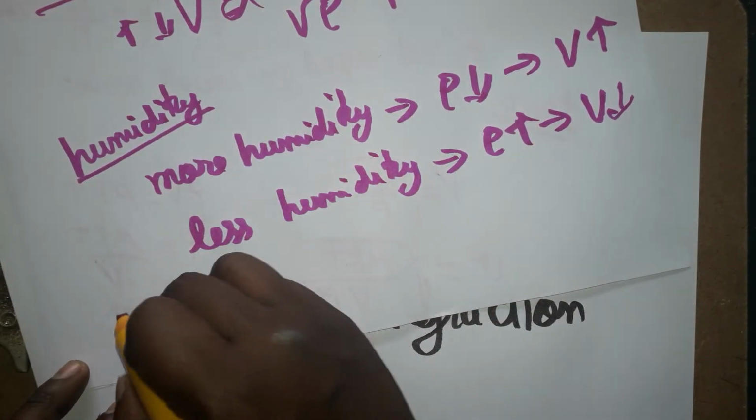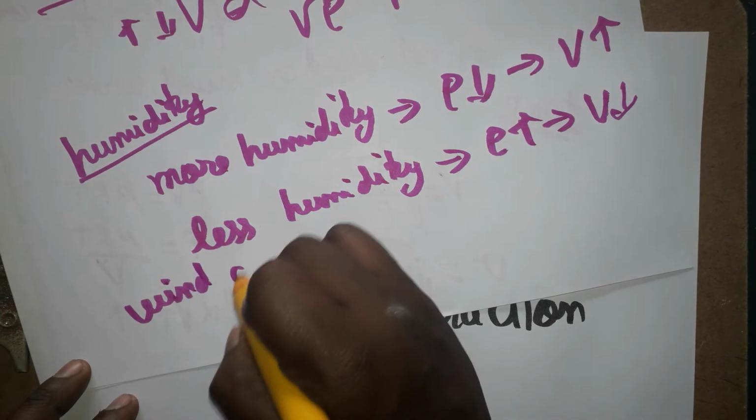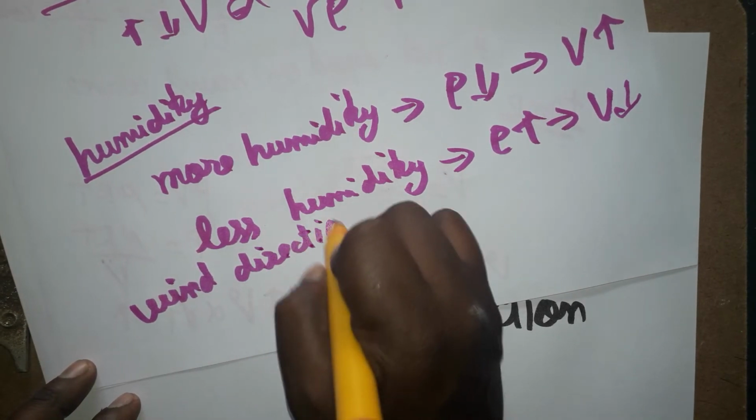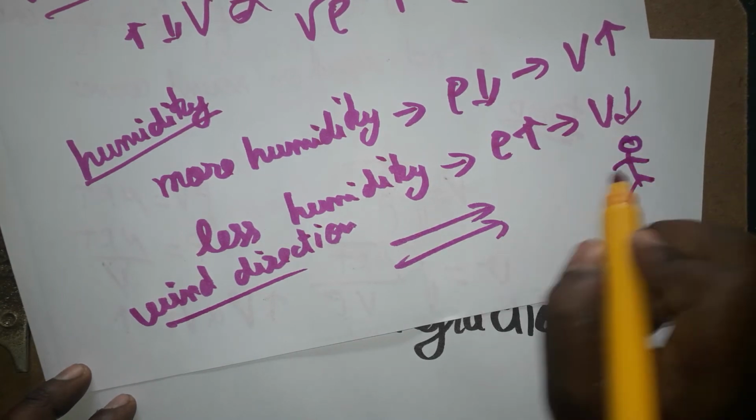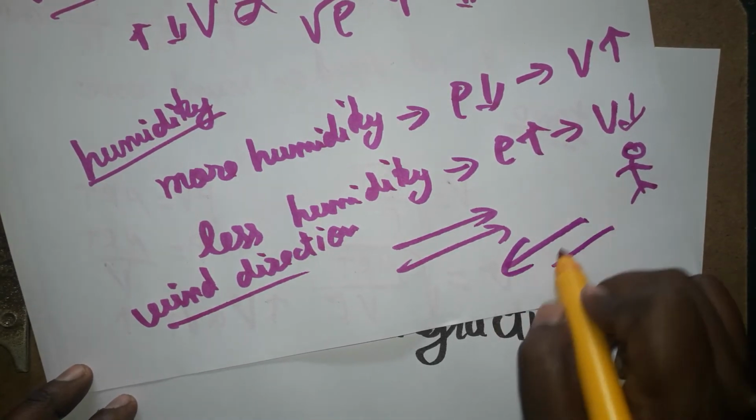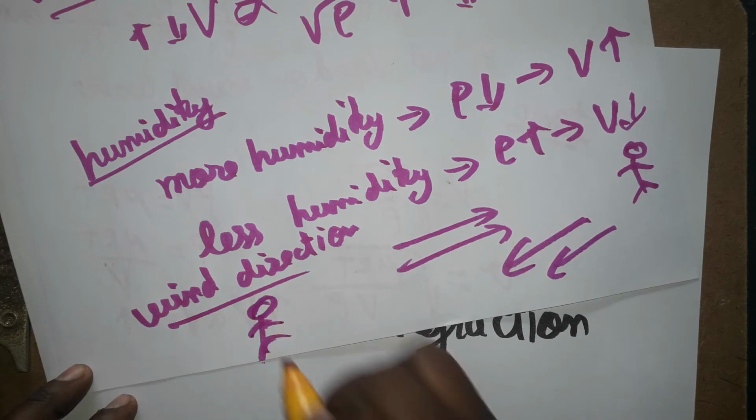The next thing, wind direction. So this side is the wind direction, which means the person on that side is able to hear the sound. If the wind direction is this side, the person on this side is able to hear the sound.